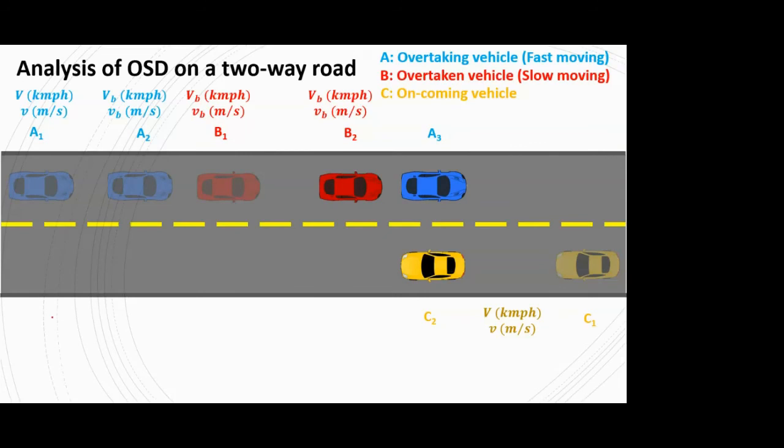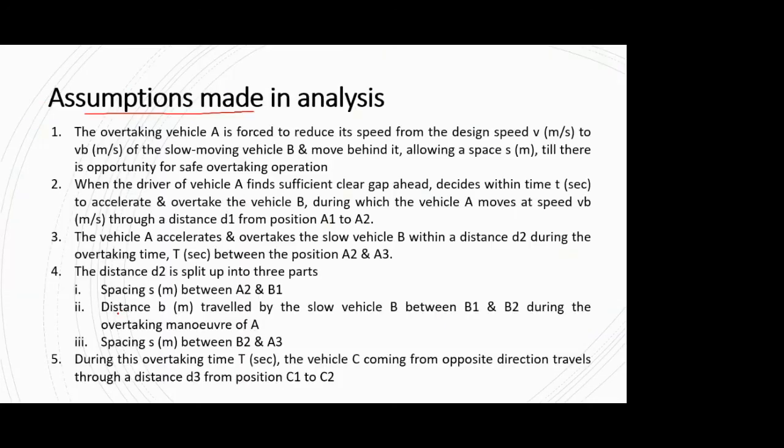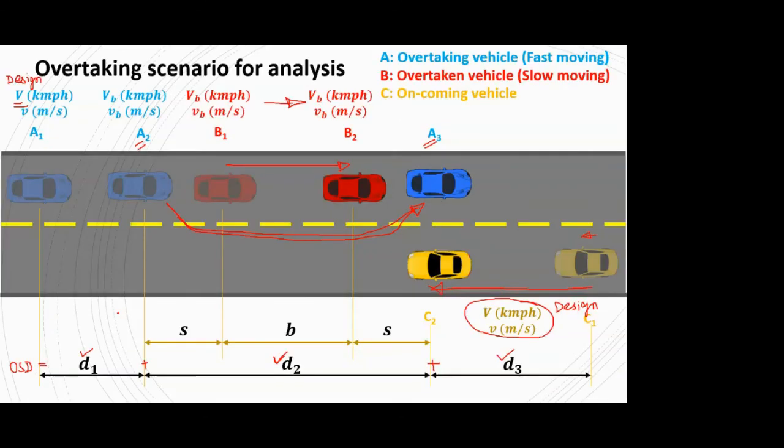I guess we have to stop here because the time is up. I'll need another 15-20 minutes to continue this analysis, so we'll stop here for now. But now we have understood how we will be developing the formula for OSD. We'll use this slide and find out individually what D1, D2, and D3 are. Once we find all three, we simply add them, and that will give us the overtaking sight distance OSD.